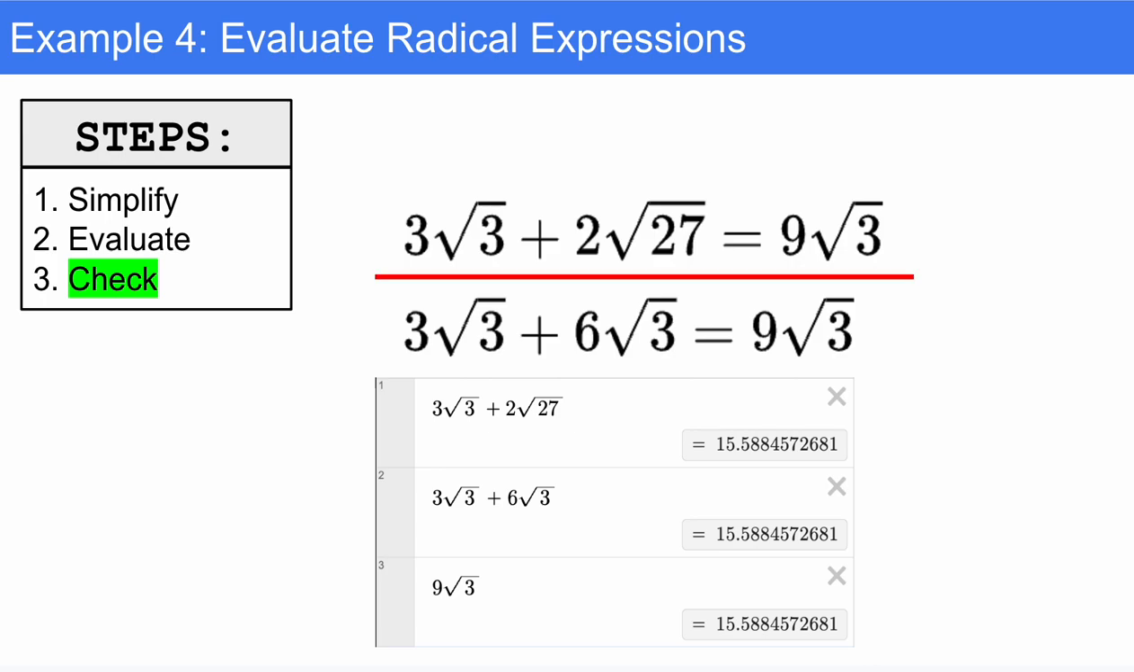So we can say that 3 times the square root of 3 plus 2 times the square root of 27 is equal to 9 times the square root of 3, and we're done.